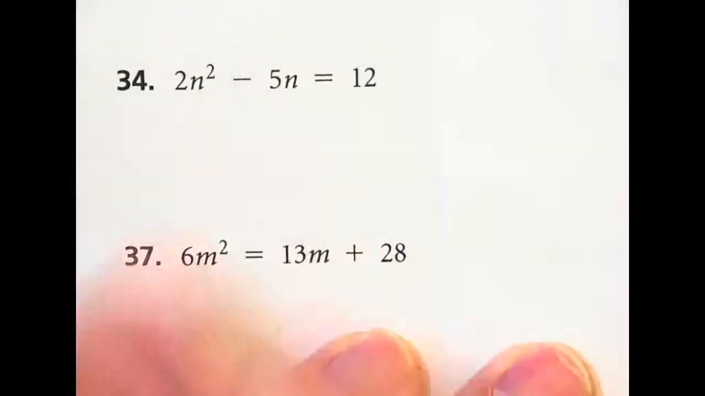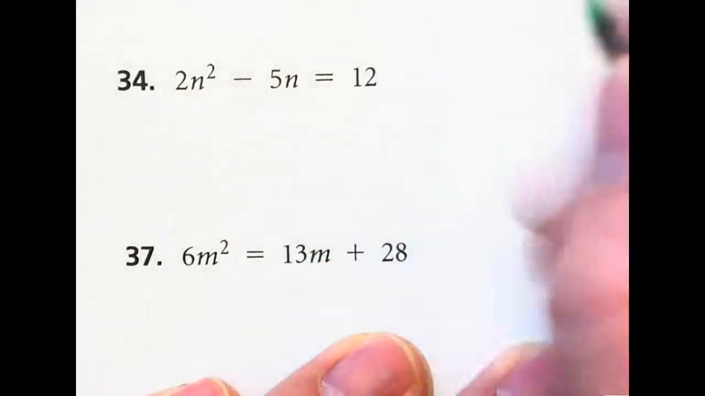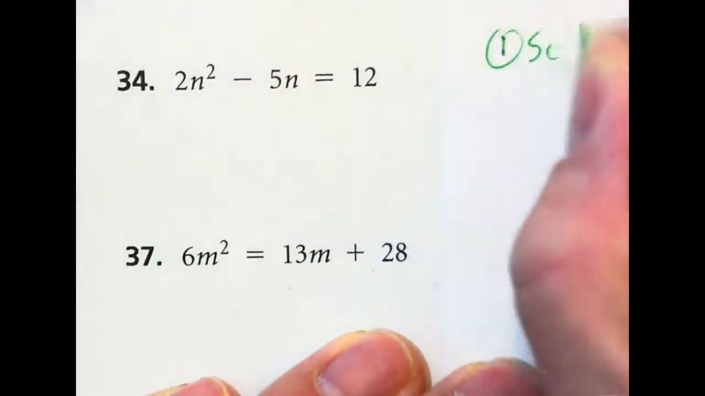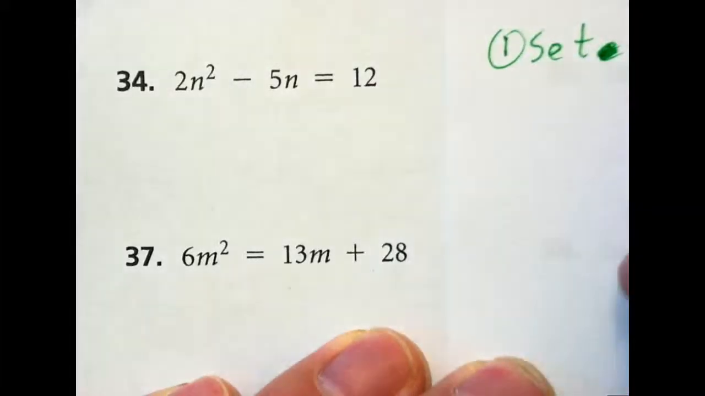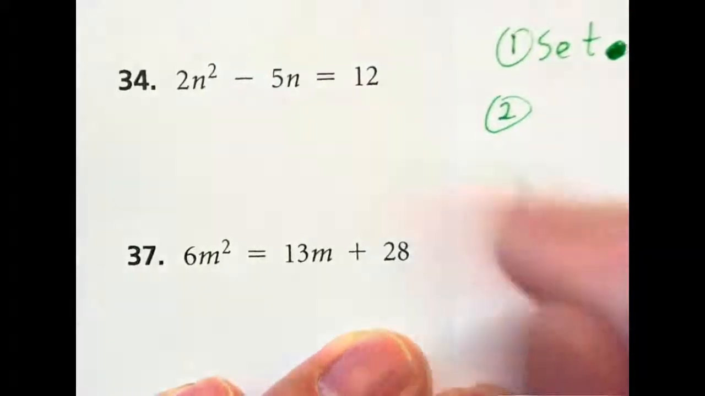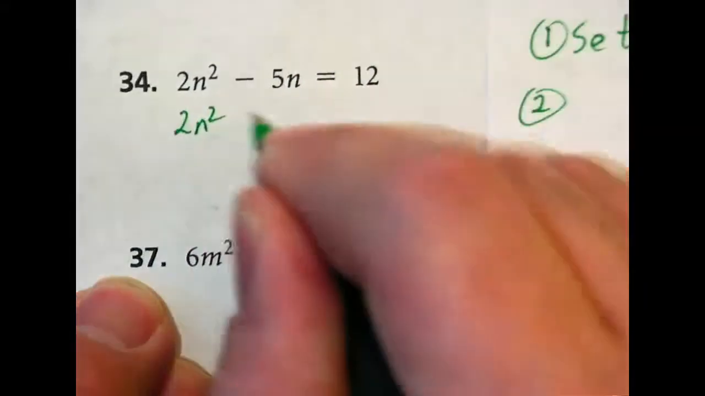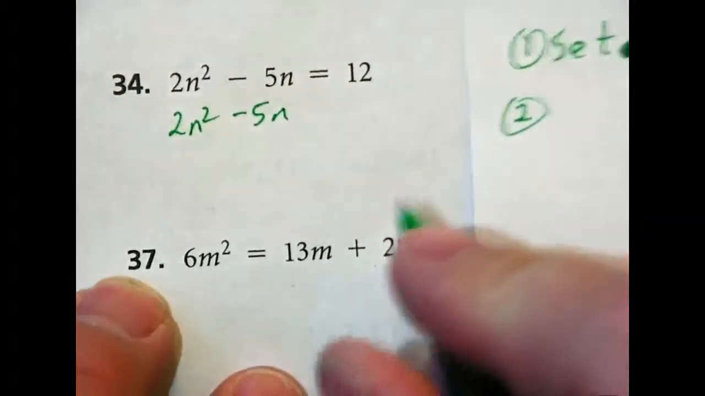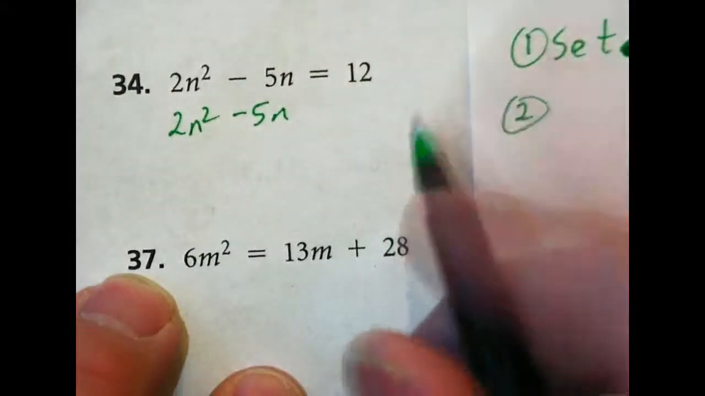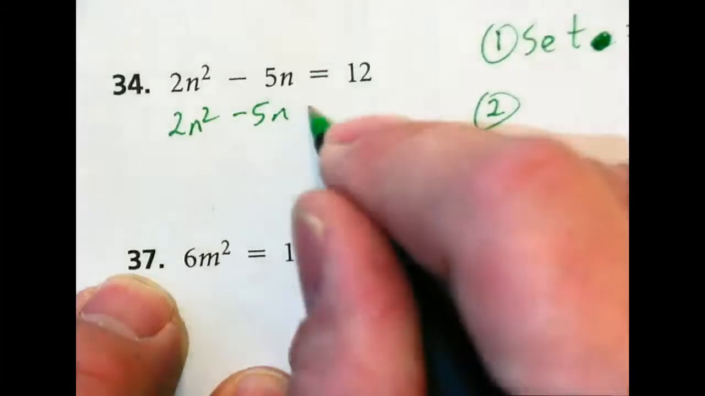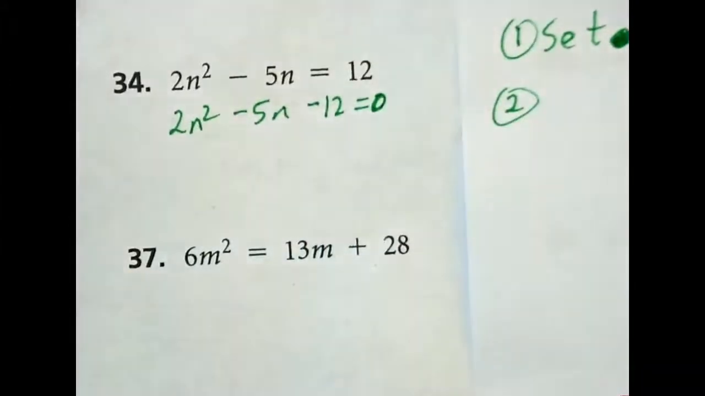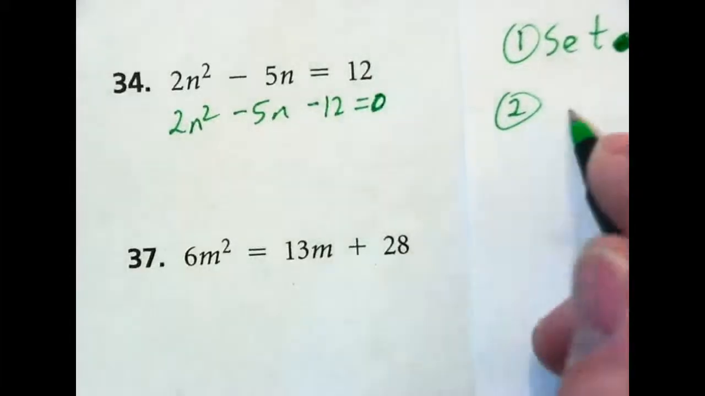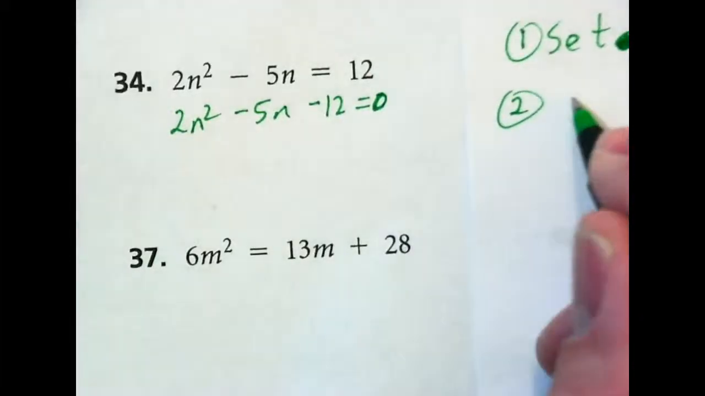Is it set equal to 0? No. Number 1, set it equal to 0. Okay, set equal to 0. Number 2. So 2n squared minus 5n. How do we set it equal to 0? Yeah, either one. Subtract 12. That equals 0. So you've got to move that 12 over. Number 2, after you set it equal to 0, try to pull out a greatest common factor.